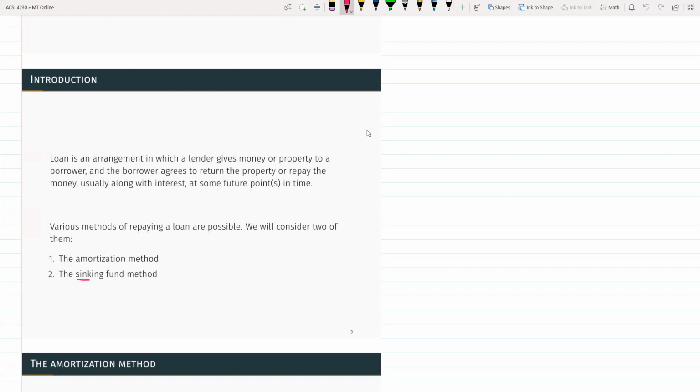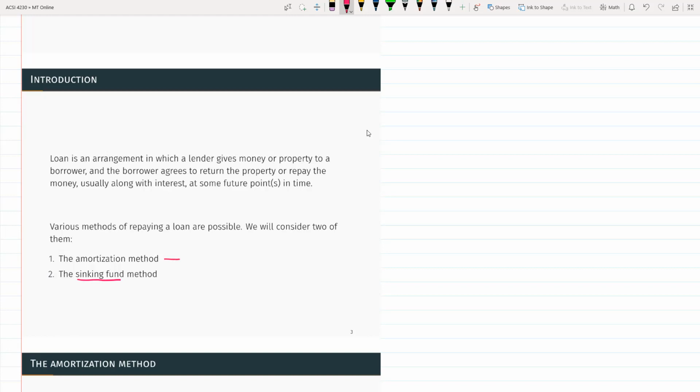The sinking fund method is actually not covered in the new exam FM. They changed the syllabus a little bit. So we are really going to focus on the first method, the amortization method. A loan is an arrangement in which a lender gives money or property to a borrower, and the borrower agrees to repay the money, usually along with interest, at some future point in time. Then you have these two methods.